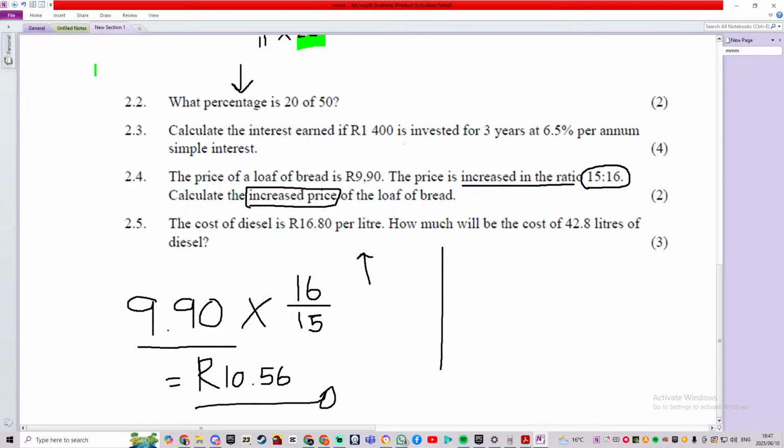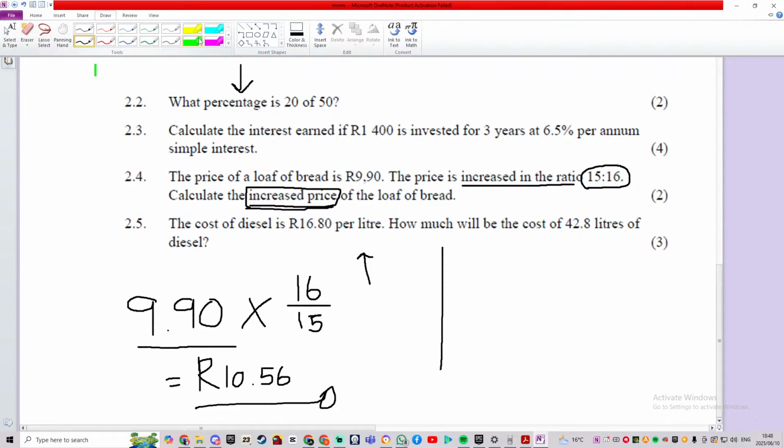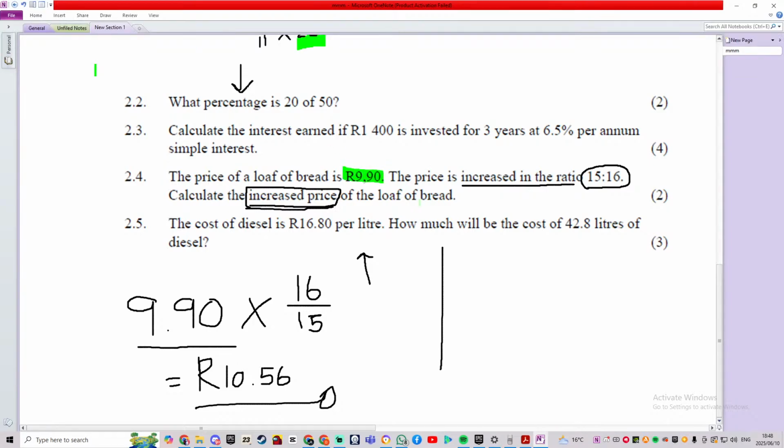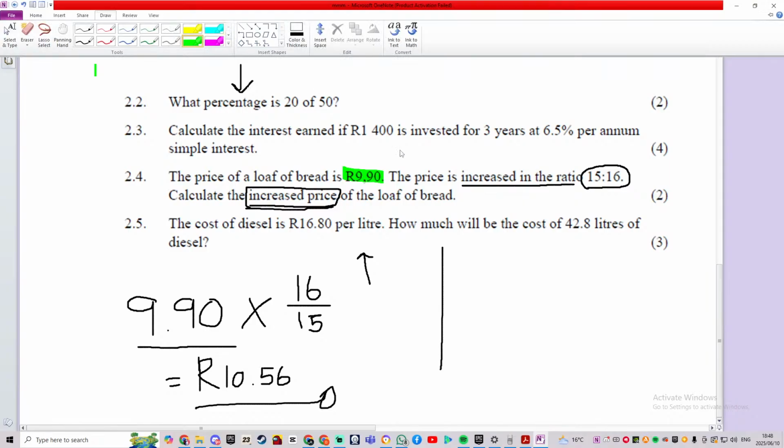It's also important to note here the answer that you get. Whatever you do in these questions, we are increasing the price. So whatever answer you get, if your answer is not bigger than 9,9, then there's a problem. If this question said, just for the fun of it, decrease.